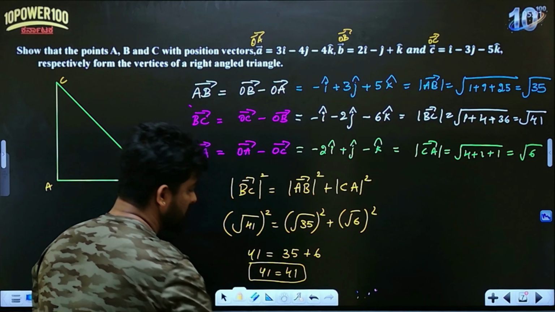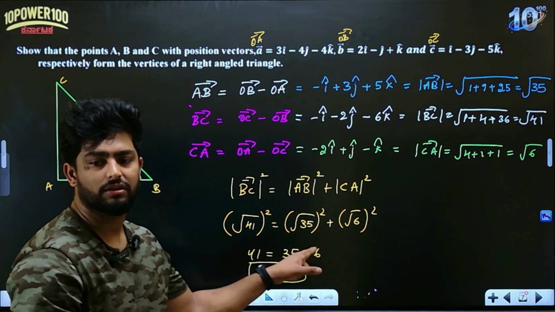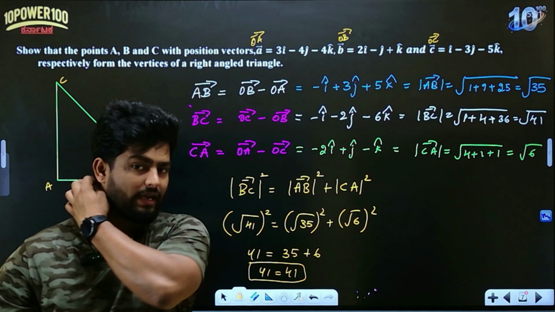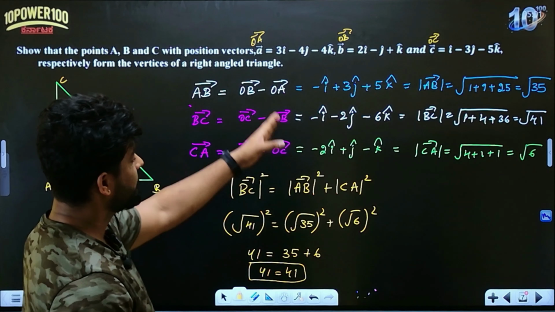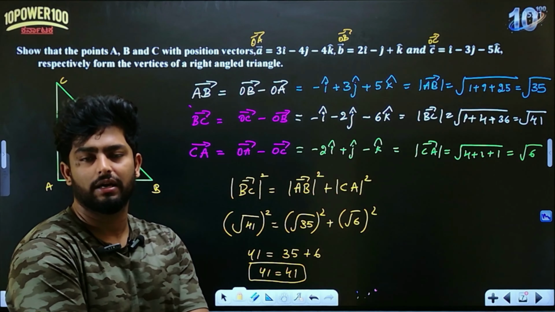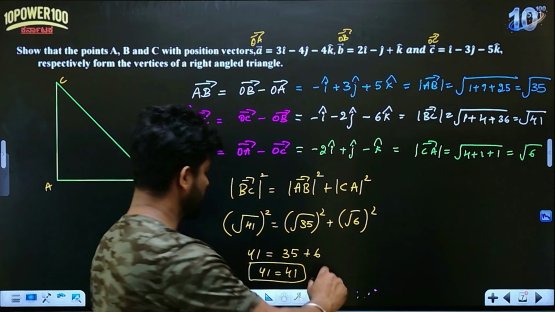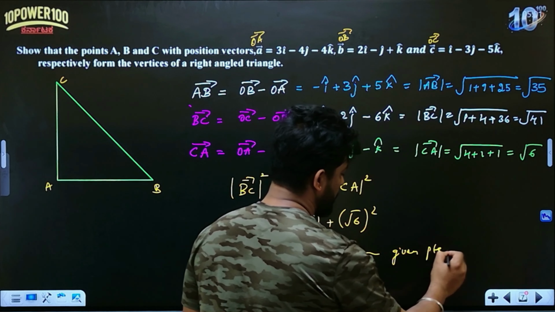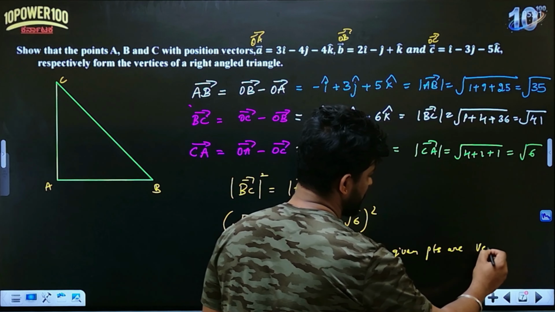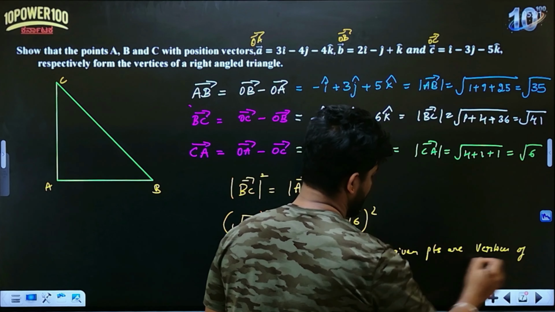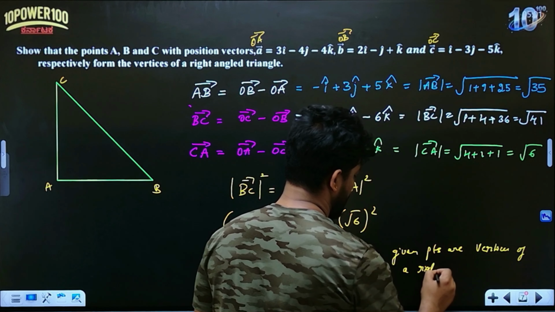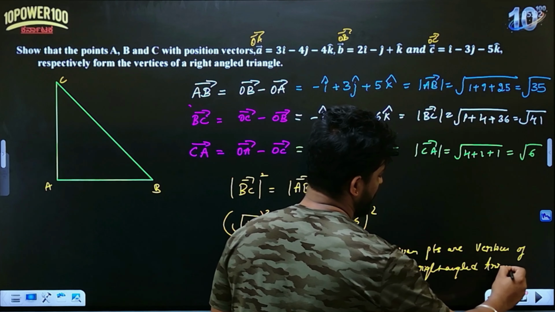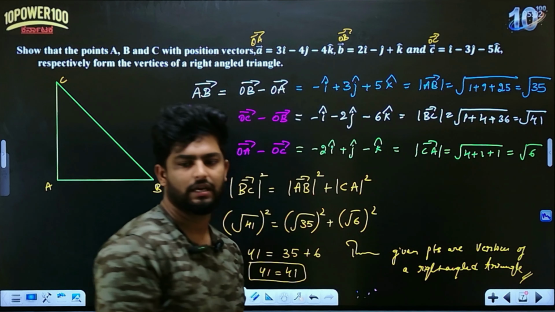So if both sides are equal, we can see here we used Pythagoras theorem. Pythagoras theorem works only for a right angle triangle, correct? So with that we can conclude that the given points are vertices of a right angle triangle. So write the conclusion: the given points are vertices of a right angle triangle. If you write this conclusion, this is more than enough.